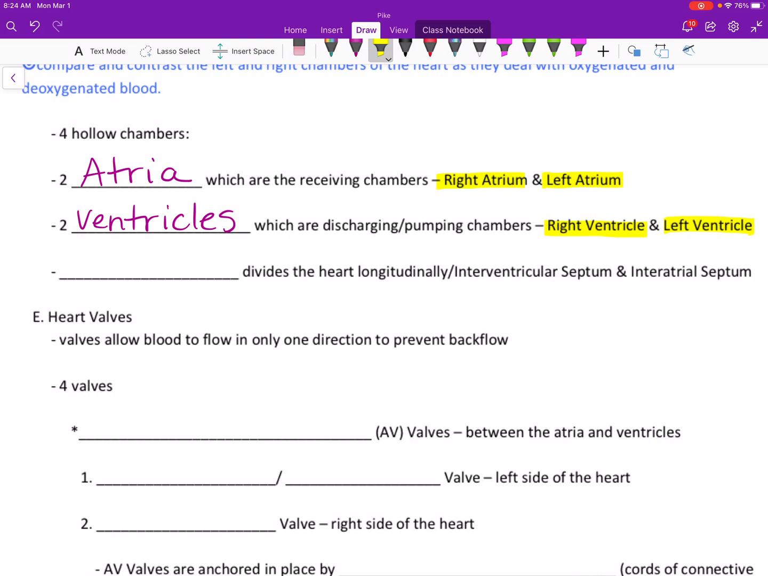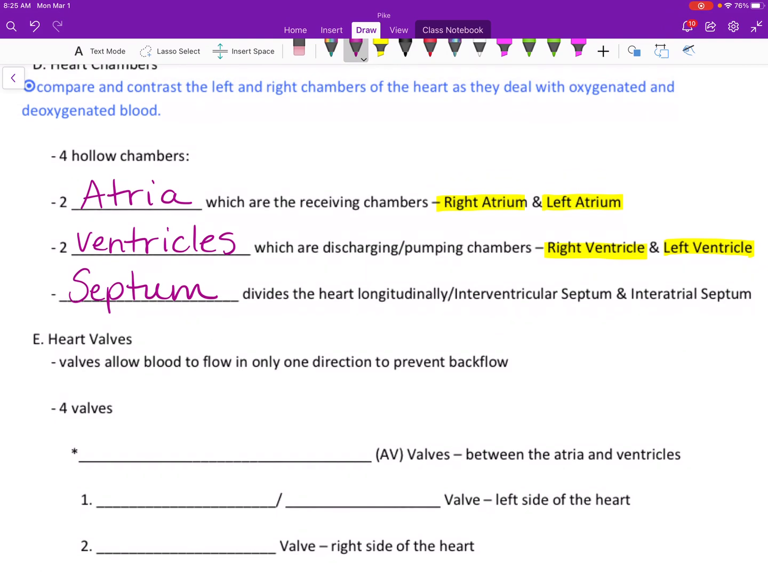Now, there is a wall that divides the 2 sides of the heart, the right and left sides of the heart, and that is called the septum. The septum divides the heart longitudinally, and so if it's in between the ventricles, it's called the interventricular septum. If it's in between the atria, it's called the interatrial septum. And so now, those are the 4 rooms, the 4 chambers.